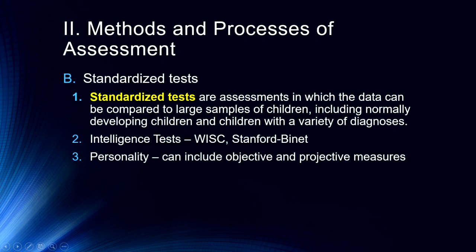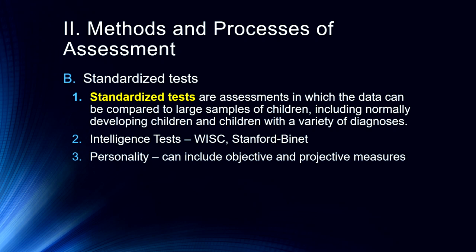Some of these might include intelligence tests. These will include the Wechsler Intelligence Scale for Children, which is the WISC, or the Stanford-Binet, which I think is used a lot less. The WISC is really the gold standard for intelligence tests for children. It has to be conducted by a licensed clinical psychologist, somebody who is trained specifically in using that particular intelligence test. Very important. Personality tests can include both objective and projective measures. Personality is really tough to assess in children because it's still forming. It's kind of like trying to decide what a cake's going to taste like while it's still in the oven.